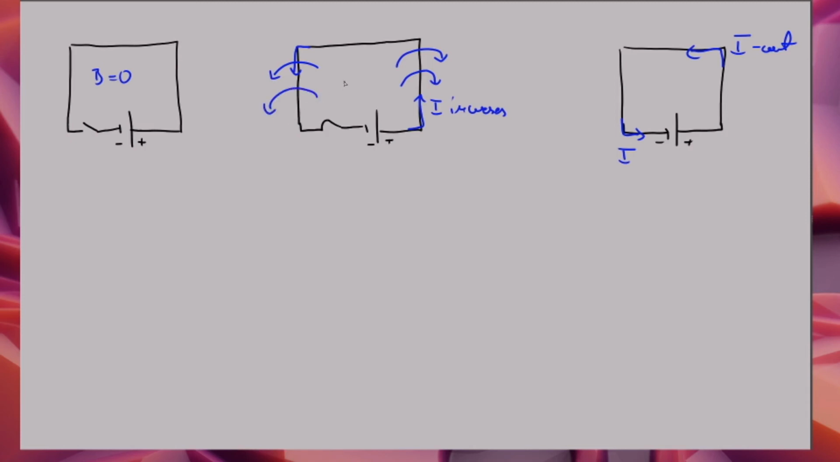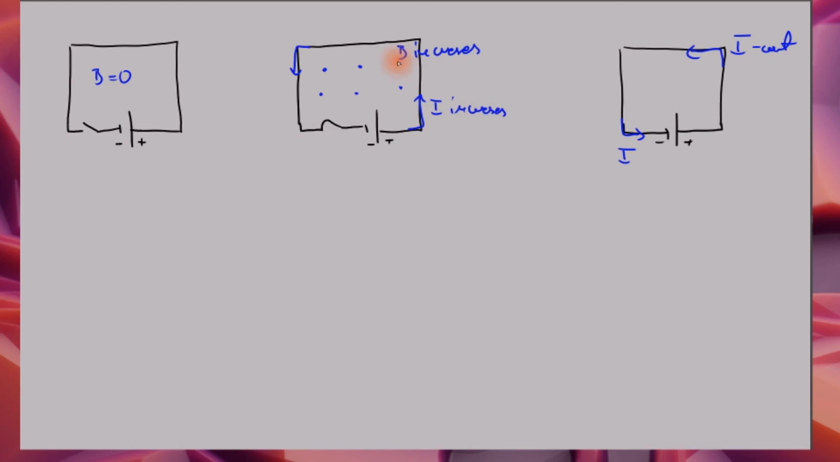So I'm only interested in the magnetic field on the inside. So instead of drawing these half circles, I'm going to simply draw the dots to indicate that the magnetic field is coming out of the page here. So here's B, and it is increasing, right? The B field here is increasing because the current is increasing.